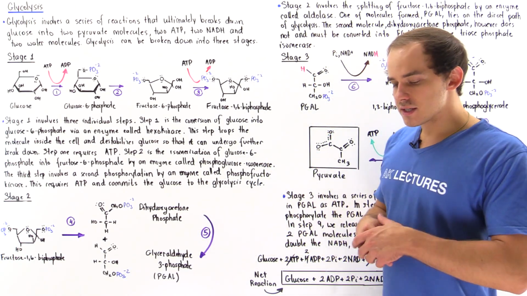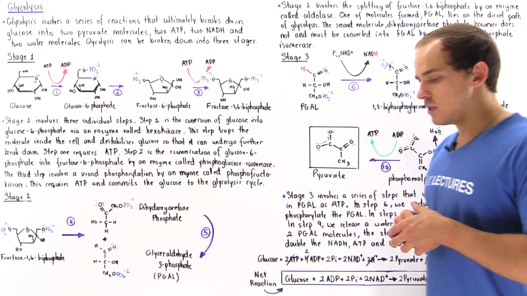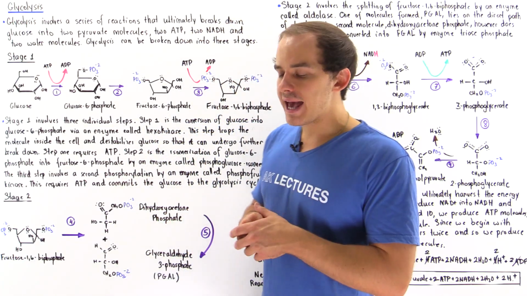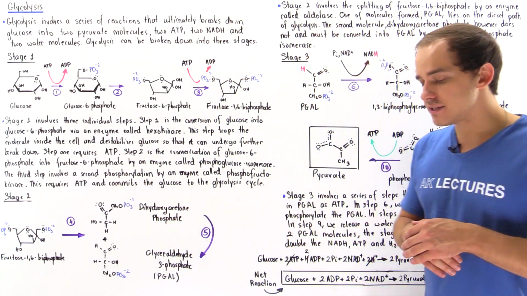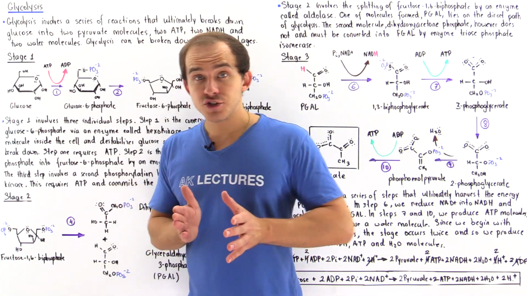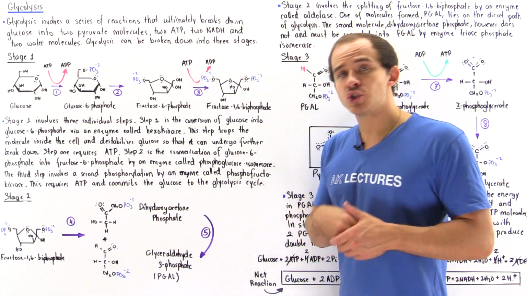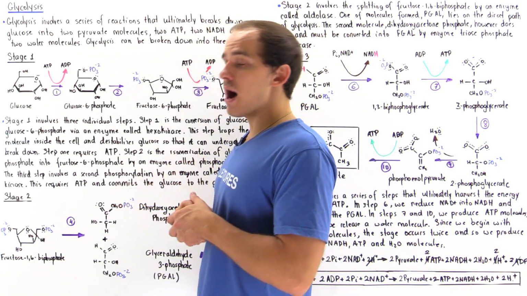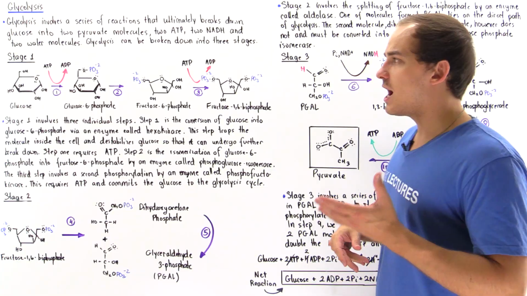Glycolysis is a series of reactions that ultimately transforms glucose into energy molecules known as ATP that are used by the cell. Now, the net result of glycolysis is the formation of two pyruvate molecules, two ATP molecules, two NADH molecules, two water molecules, and two hydrogen ions.